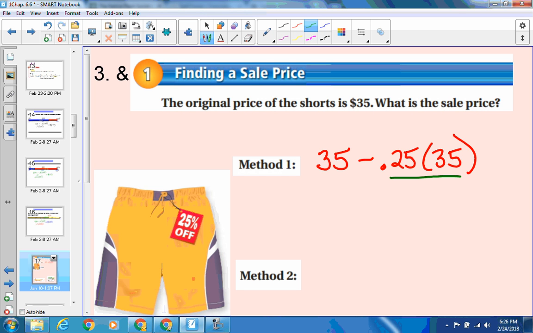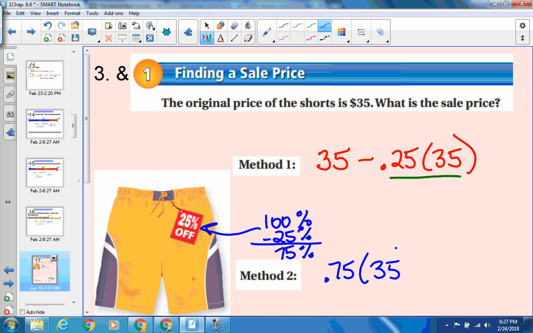For method two, we have to think about the percent we're paying. So if it's 25% off, 100% minus 25%, what we're really paying is 75% of the original price. So we could go 0.75 times 35 to get our answer. So whichever method you choose, you're ending up with a sale price of $26.25.